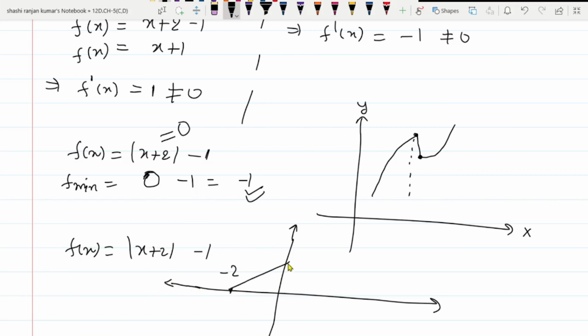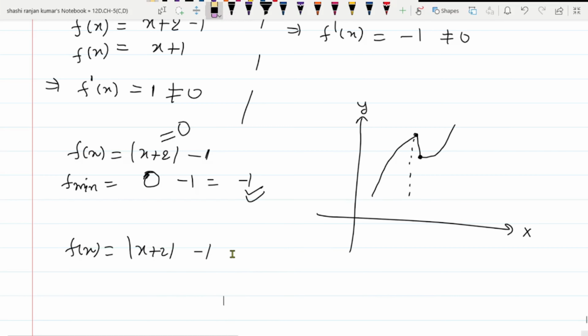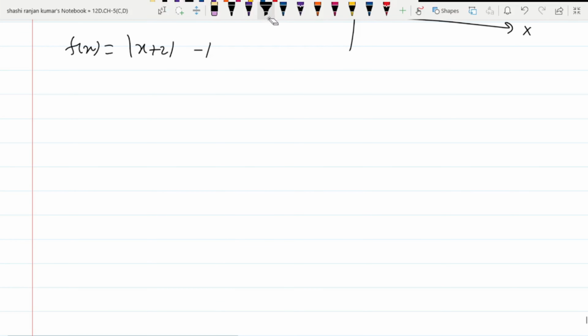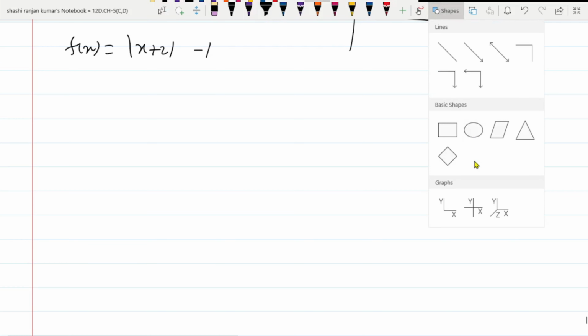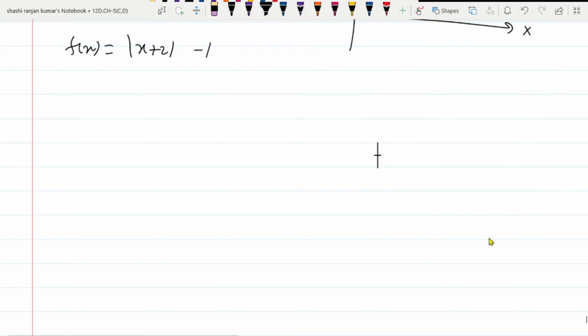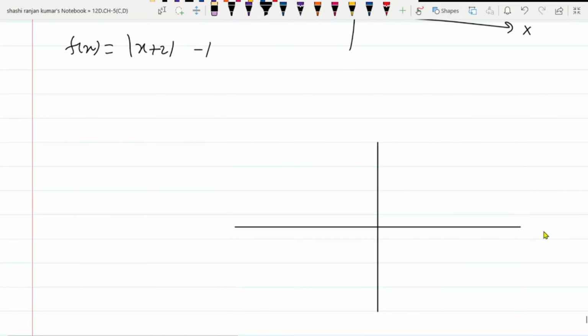So this is the graph of what? If I am plotting this graph, let me go down, more space required. This is x, x dash here, y and y dash. What is the vertex point here? This is -2, which means the graph will be 0 here. The graph will be going like this.